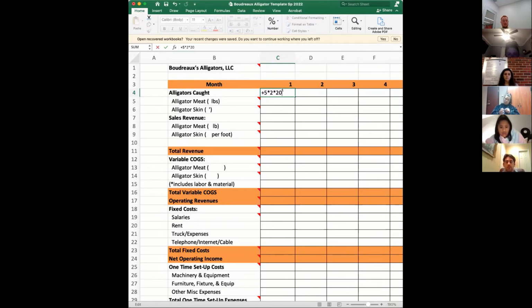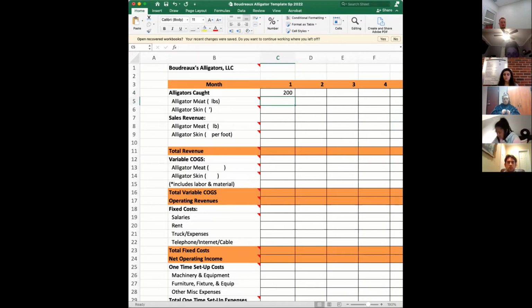So often you'll forget how you did the formula, how you came up with a number. That's why you need to put the formula in there, and I want to see it. I'm not going to give you credit if you don't have the formula. What we know is Boudreaux is estimating he can catch 200 alligators per day.